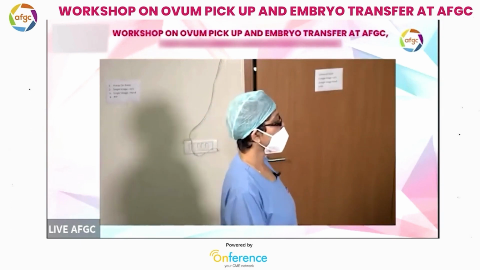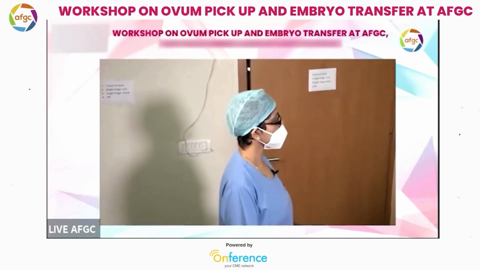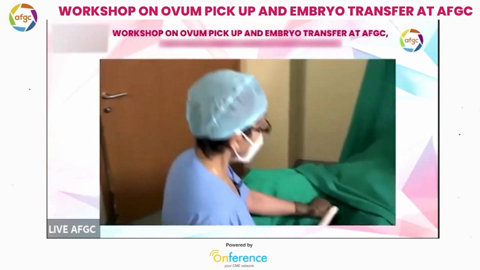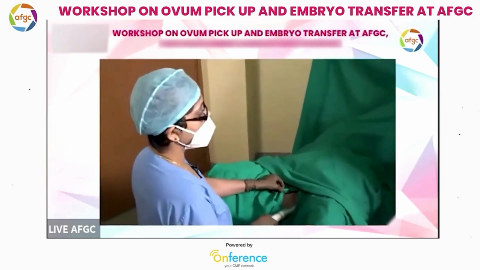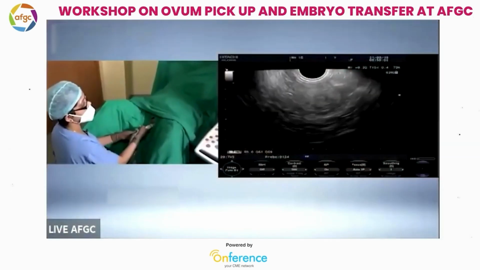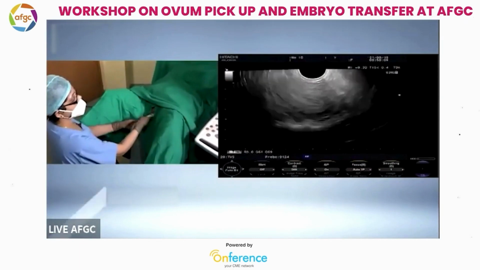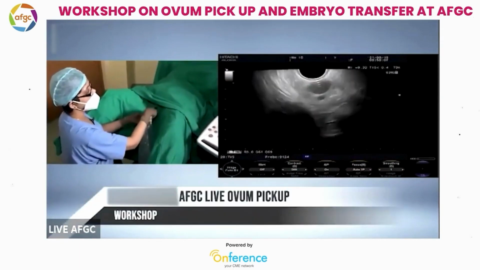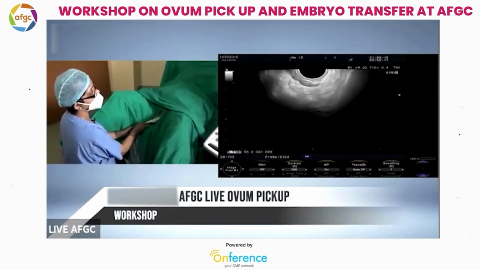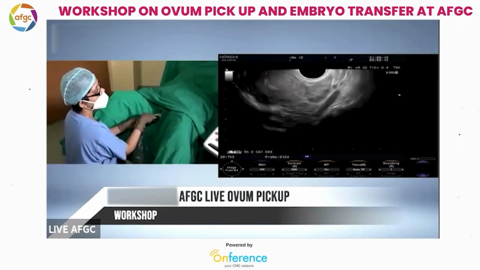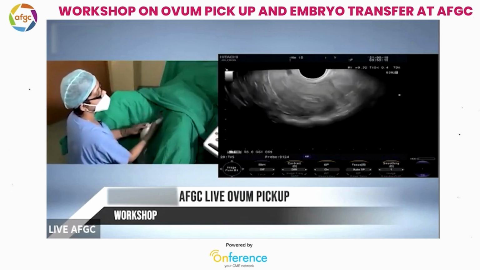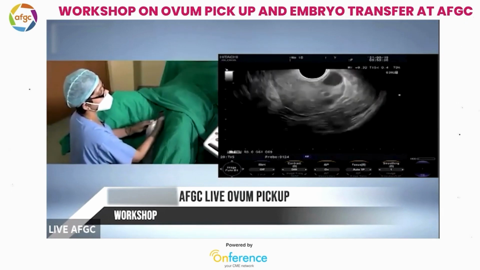Now we are going on to the next case, and she is on her 10th day of the cycle, and we are doing a transvaginal scan to see her follicle. Now, as you can see, on the right side there is a follicle that is forming, and on the left it is just polycystic with no dominant follicle.